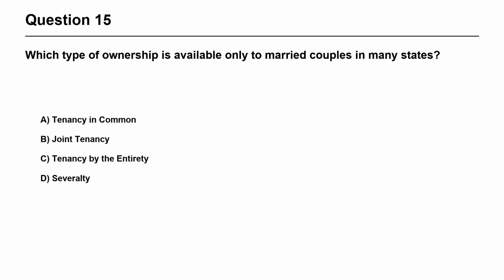Question 15. Which type of ownership is available only to married couples in many states? A, tenancy in common. B, joint tenancy. C, tenancy by the entirety. Or D, severalty. The correct answer is C, tenancy by the entirety. Tenancy by the entirety views the couple as a single legal entity.